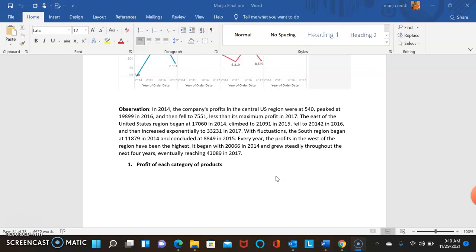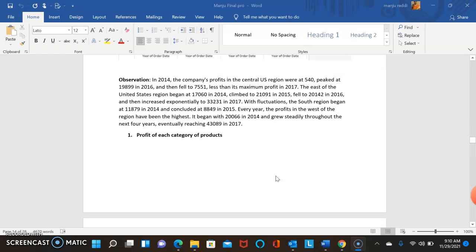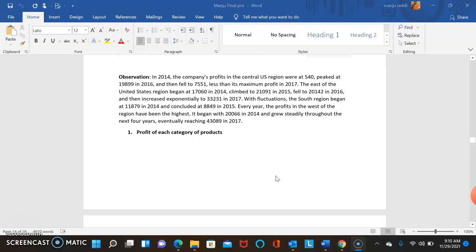Every year, the profits in the west region have begun at the highest. It began with 20,066 in 2014, grew steadily throughout the next 4 years, eventually reaching 43,089 in 2017.